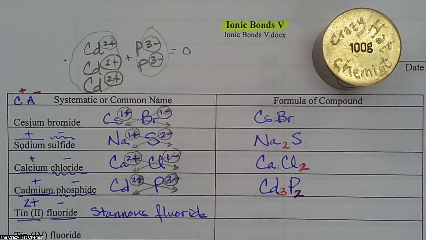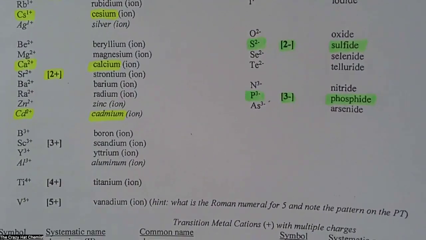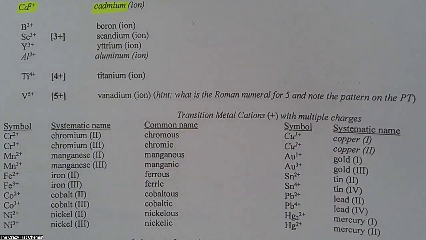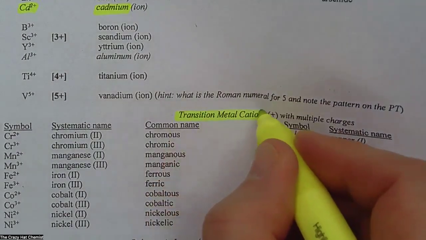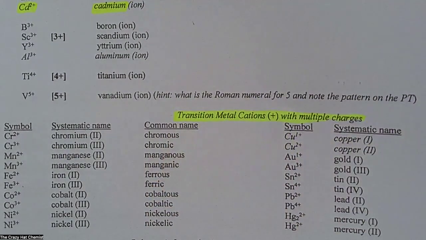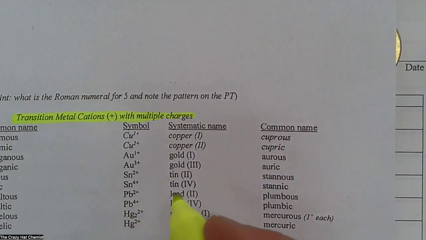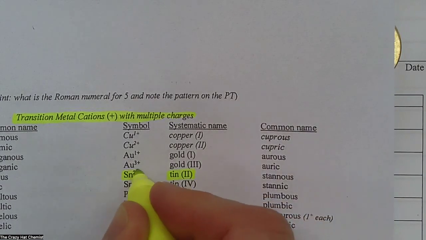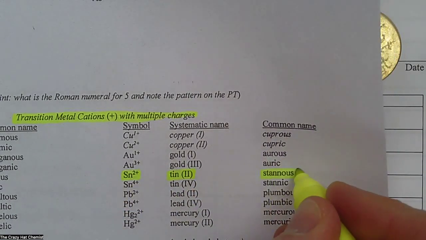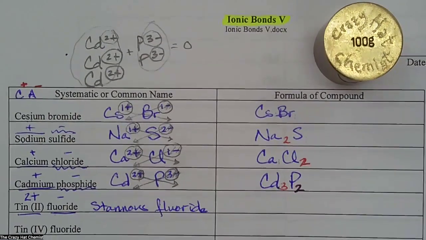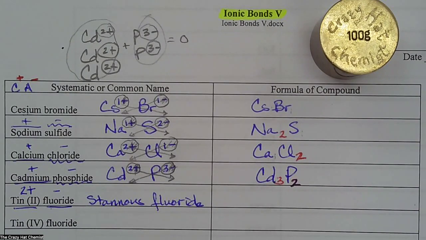So if you were to look on my ion sheet, you will find that in the middle of my ion sheet, you have a section called the transition metal cations. These have multiple charges, and we are looking in this category here. We are looking for tin Roman numeral 2. It's Sn with a 2 plus, and there's the common name of stannous. So hopefully that will work for you. Then what else did we have on this one? Well, we had a fluoride. So we need to find the fluoride.